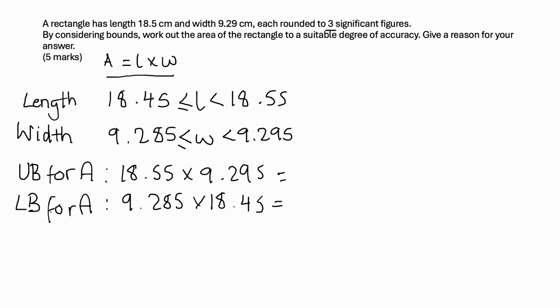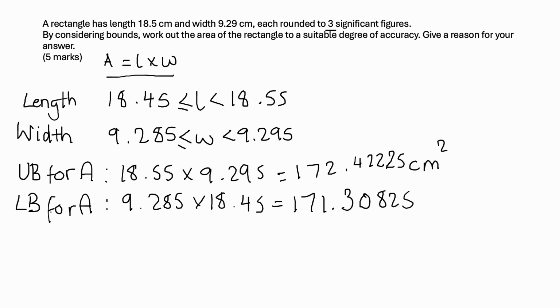Okay. If we whack that into our calculators, our upper bound for area, 18.85 times by 9.295, we should get an answer of 172.4225. And then for our lower bound, we should get an answer of 171.30825. And of course, area is centimeters squared for units. Okay, so we've done the bulk of the question. Now we need to put it to a suitable degree of accuracy.